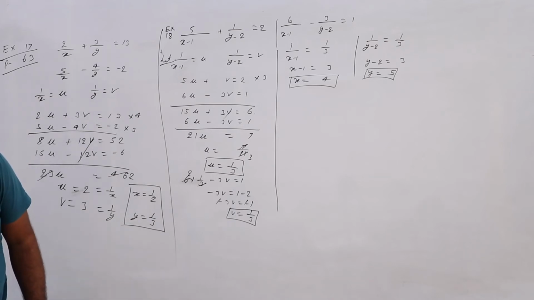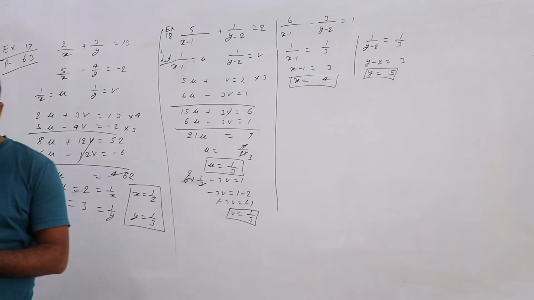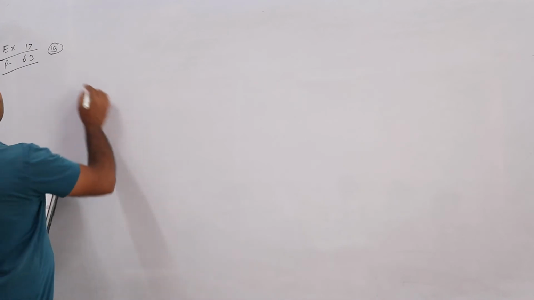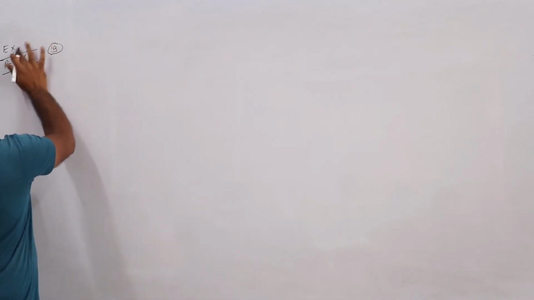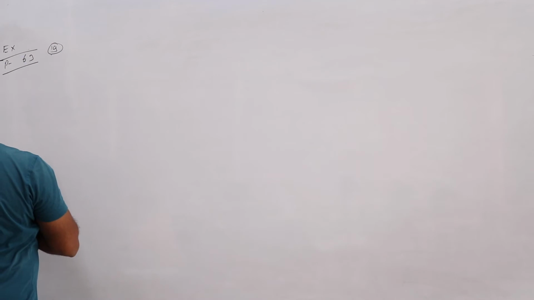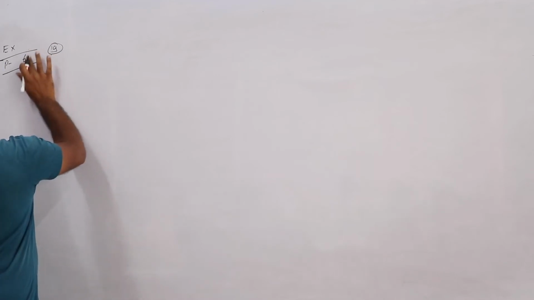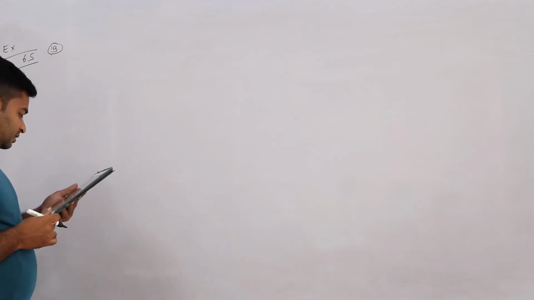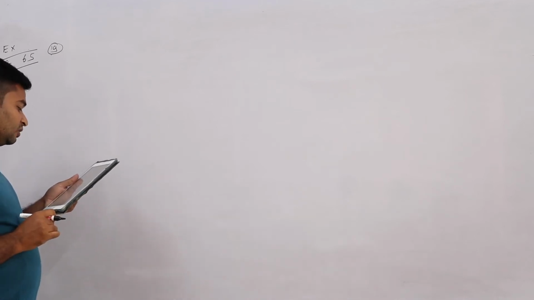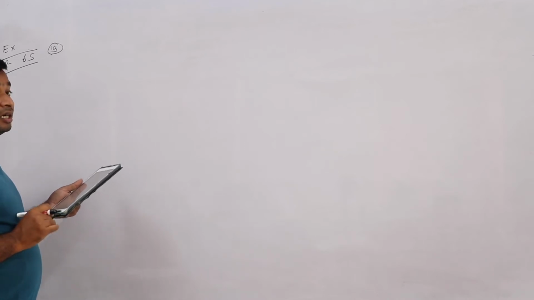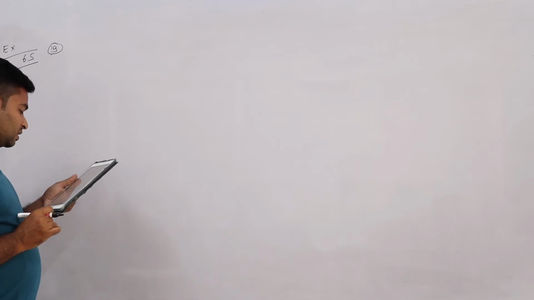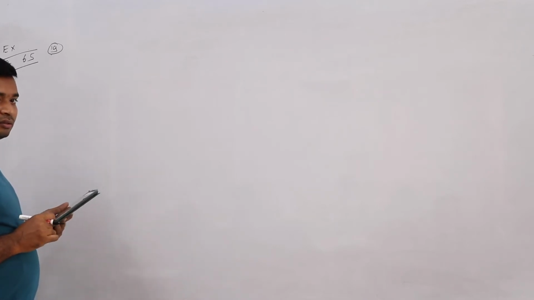So question number? Example number 19, page number 65. Saying a boat goes 30 kilometer upstream and 44 kilometer downstream in 10 hour.